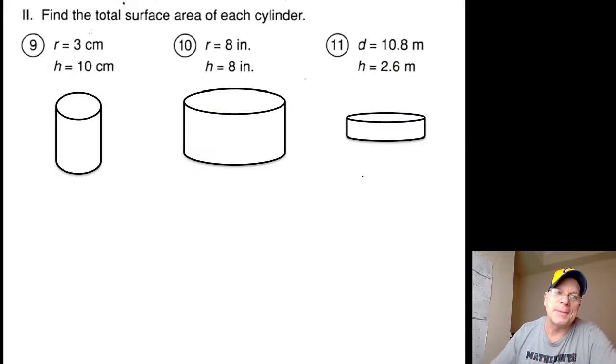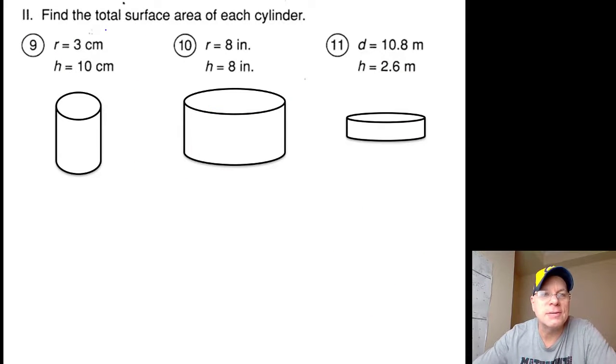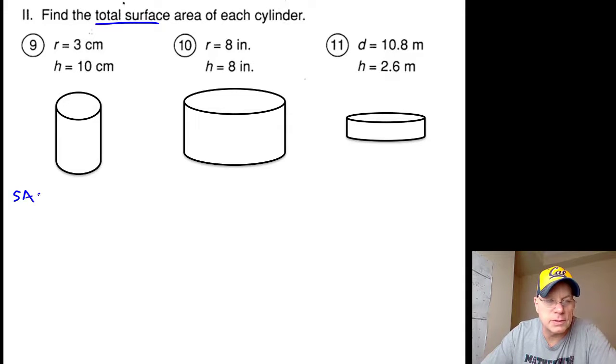Okay. This is going to be easier. Total surface area. So I don't have to distinguish between lateral, and I still need the same 2 pi r h plus 2 pi r squared. Might as well write it for each one.